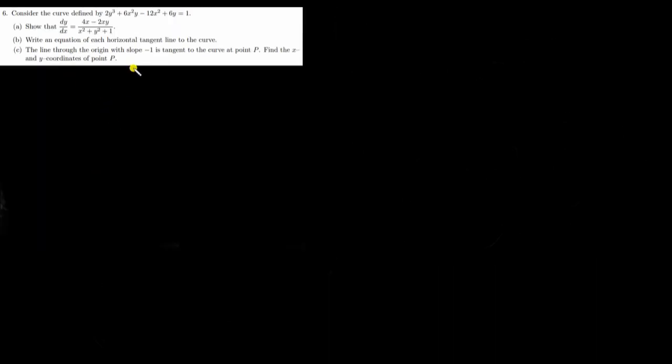Okay, so we have a curve defined by all this stuff here, and in part A, we need to show that dy dx is equal to this. So we're given the derivative, we just need to prove it. So let's take the derivative of this function here. Since there are x's and y's all mixed together, we're going to have to use implicit differentiation, meaning whenever there's a y, I'll add a dy dx on the end.